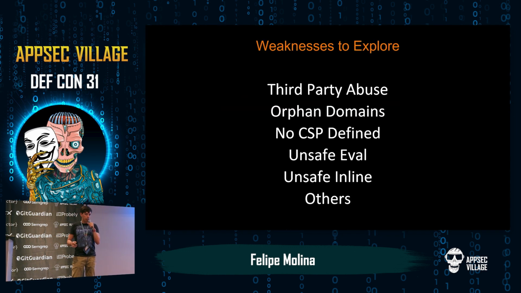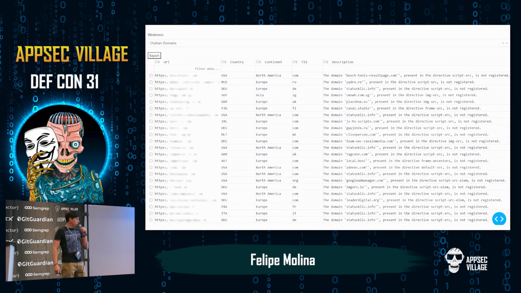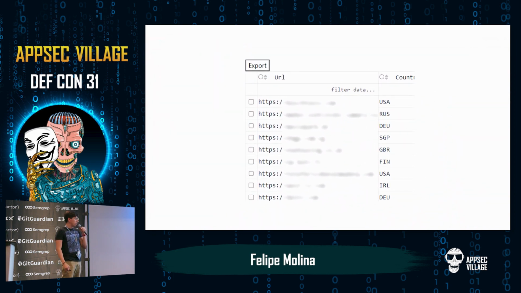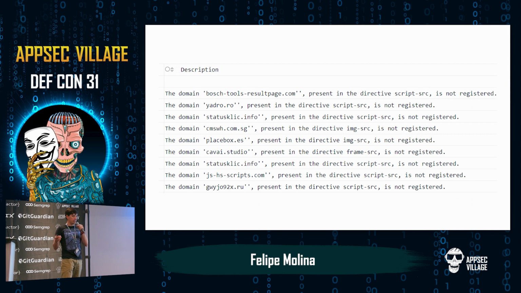There are other parts in the dashboard that you can take a look at. There are some tables that let you explore some weaknesses of the sites that I gather. This is, for example, third-party, orphan domains, no CSP defined, unsafe eval, unsafe inline. So many other vulnerabilities that you can take a look at. This is how it would look if you visit this part of the dashboard. The orphan domains is the one that we are looking at now. The first column is the affected domain, and the description column tells you what the orphan domains are. That means not registered right now.